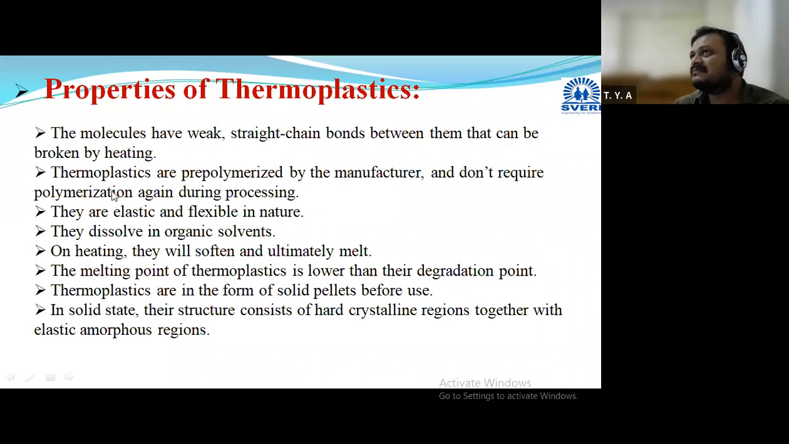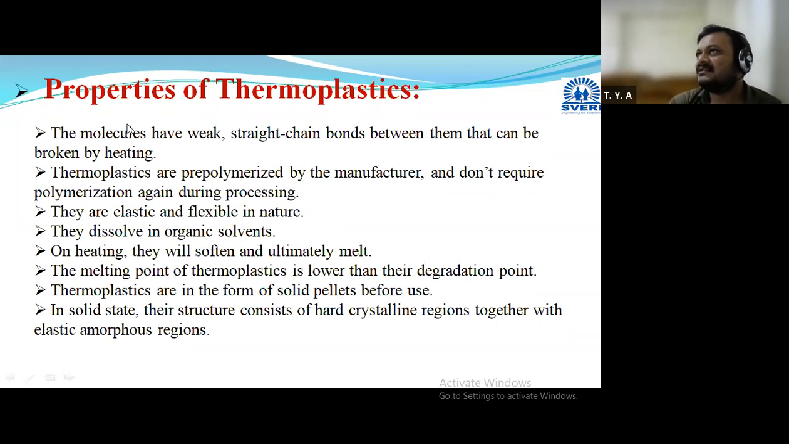Then these thermoplastic materials are polymerized by the manufacturer, and they don't require the polymerization process again and again during processing. For polymerization, I am going to conduct separate one or two lectures, so I will not explain it here. Just try to understand that during the processing of thermoplastics we are not going to use it. Before processing, all polymerization will be completed.